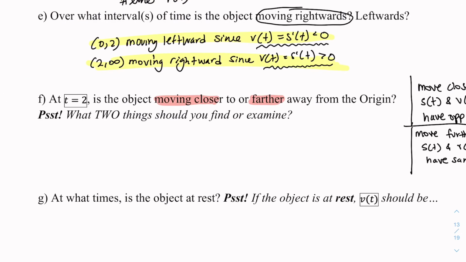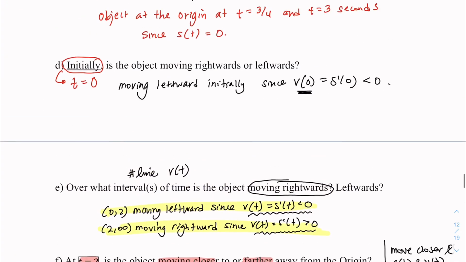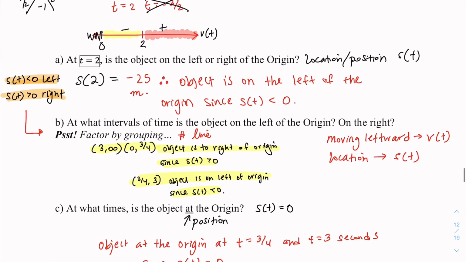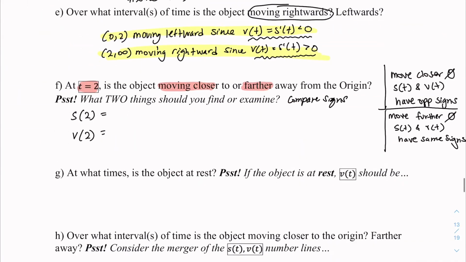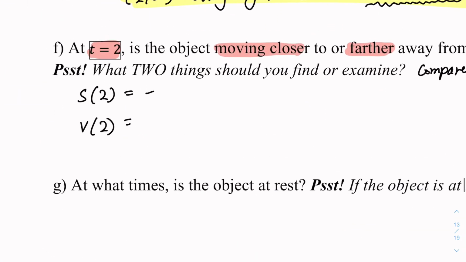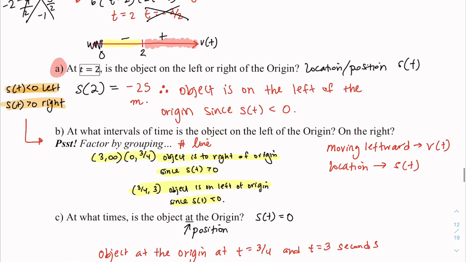I want to see what's happening at time 2. So what 2 things should we look at? Yes, we should find the position at time 2. We should also find the velocity at time 2 and then compare the signs. Okay, so I believe we solved for S of 2 before. Yeah, in part A, they said at time 2, where are you? Well, S of 2 was negative 25. We don't have to redo our work if we've already done it. So S of 2 is negative 25. Now let's find V of 2, which we haven't found yet.